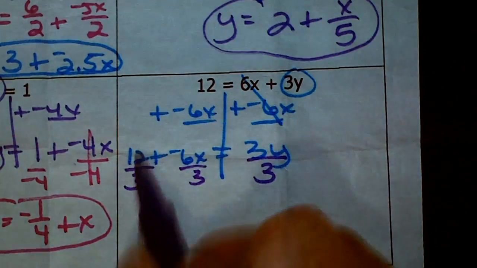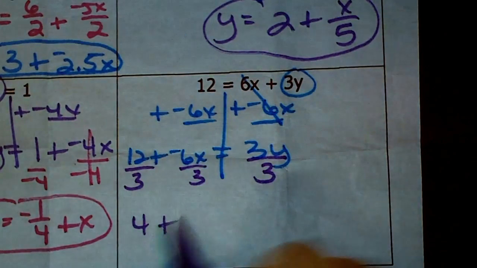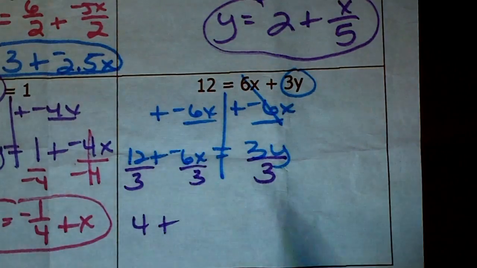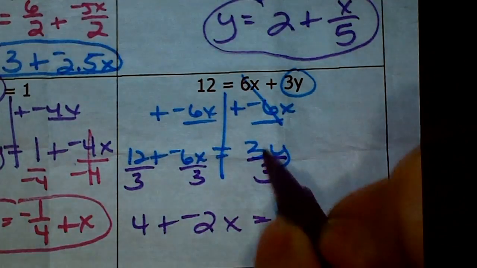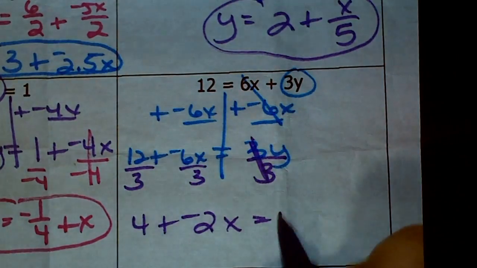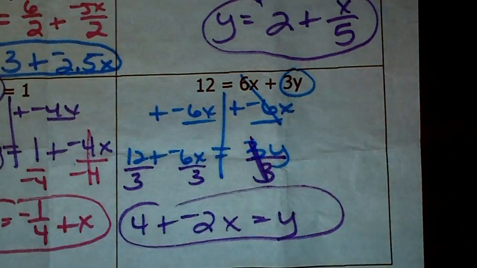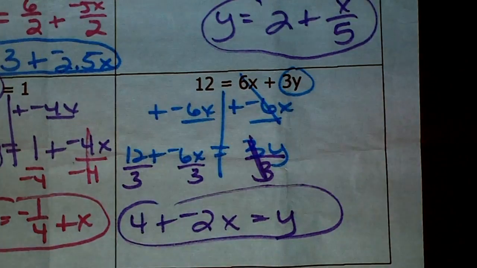So 12 divided by 3, that's 4. Negative 6x divided by 3, well, negative 6 divided by 3 is negative 2, and I still have my x. Those, of course, equal 1. 1 times y is y. So y is equal to 4 plus negative 2x, or 4 minus 2x, or if you want the y on the other side, so be it. It's all the same. Okay.